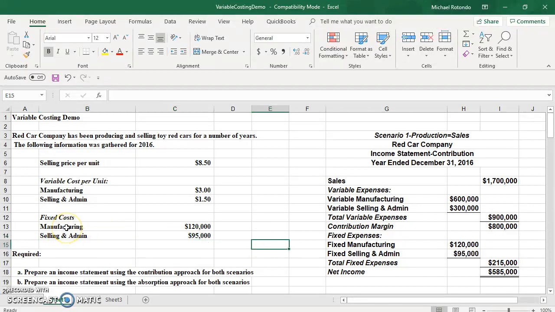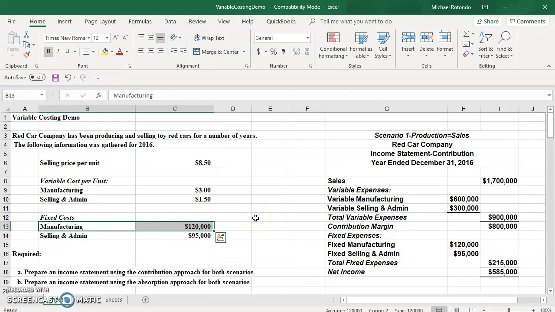The difference we're going to find is that it's going to be the fixed manufacturing costs, because when we do our absorption income statement, we must only cost what we sell. That's a product cost. But for our contribution margin income statement, we're going to treat it as a period cost and expense all of it. So we're going to see there's going to be a difference in net income.